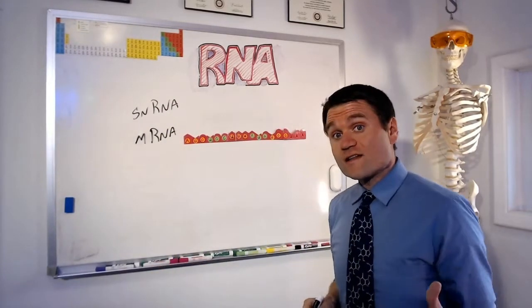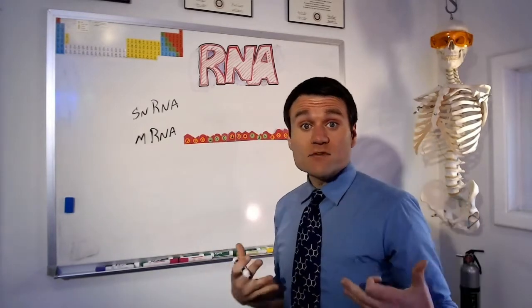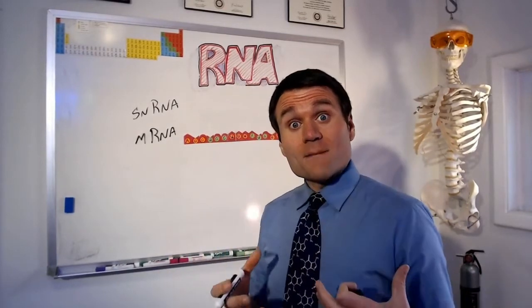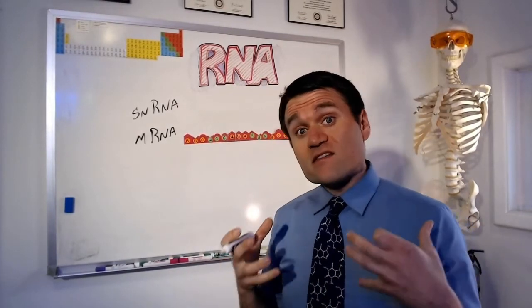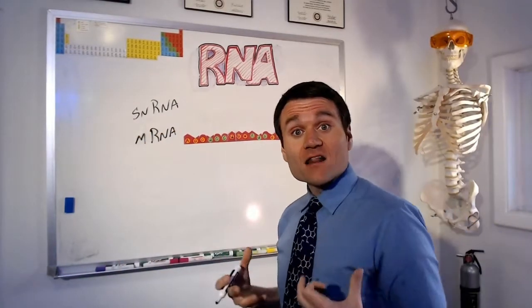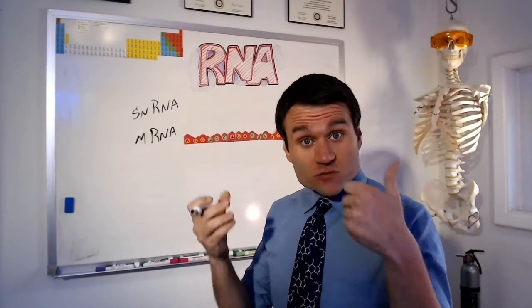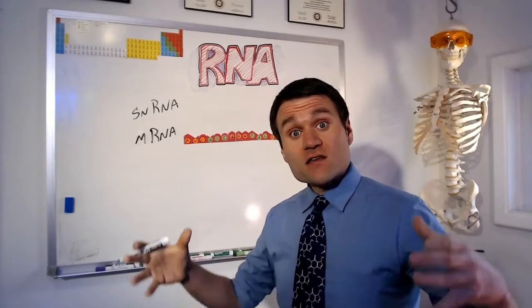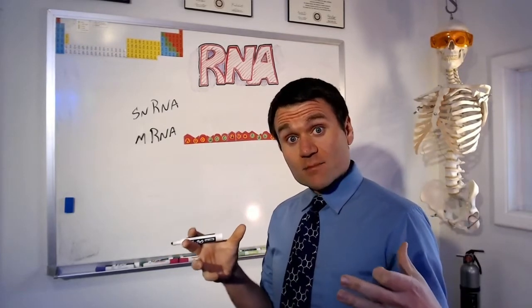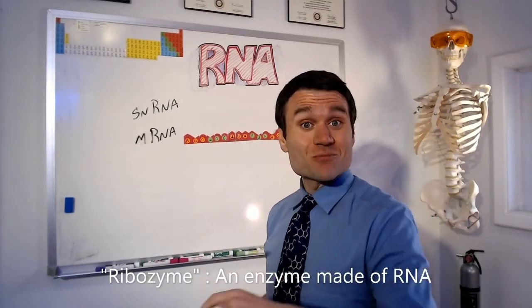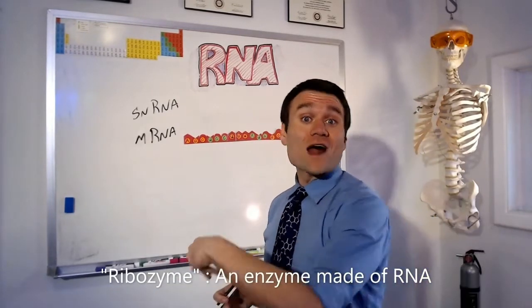But in order to translate this message, we need to go to the ribosome. And the ribosome is also made out of RNA. In fact, all of the functional parts of the ribosome are made out of RNA. The ribosome is essentially one big enzyme. It does the work of catalyzing dehydration reactions between amino acids. So it helps to synthesize those polypeptides. But the functional part of that ribosome is RNA. So the ribosome is actually a ribozyme. We call an RNA enzyme a ribozyme.